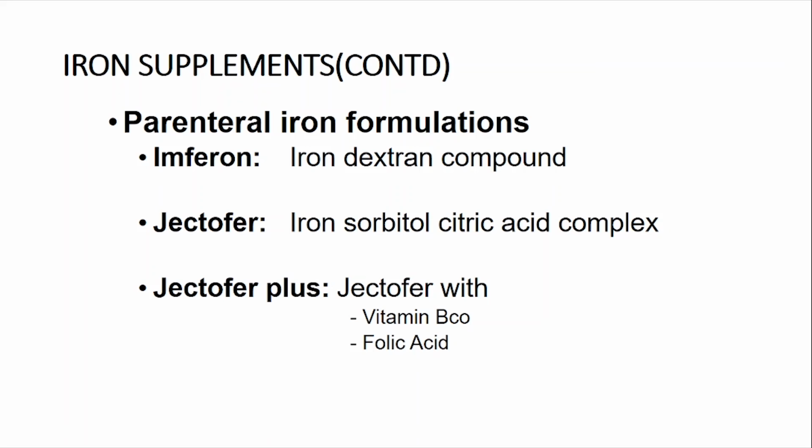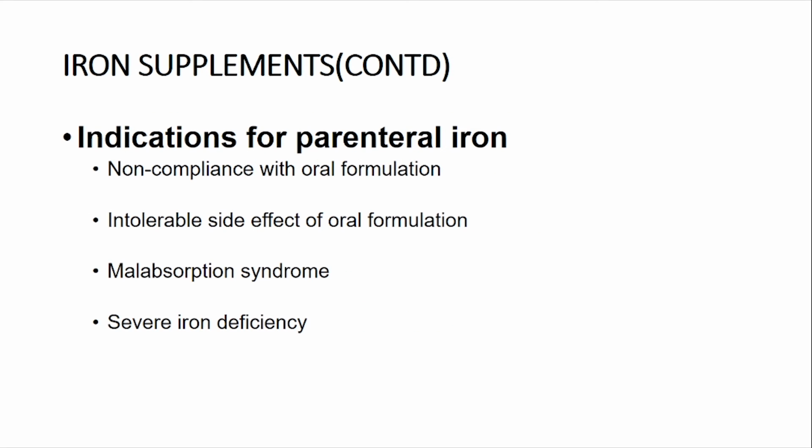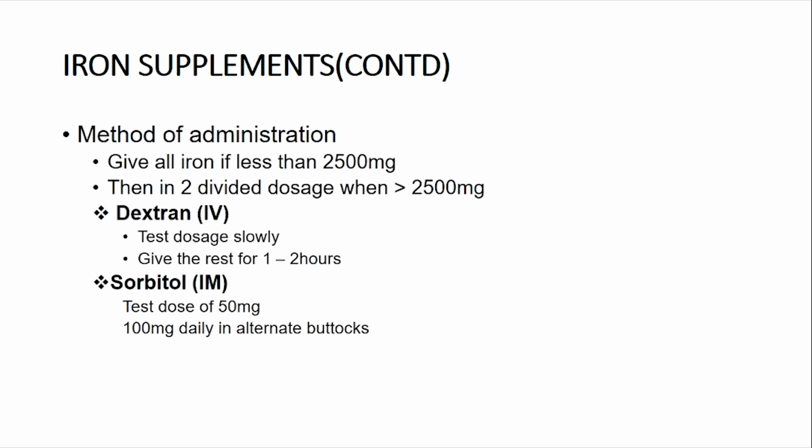And for the parenteral iron formulation, there are different types that can be used: iron dextran, iron sorbitol. Iron dextran, the trade name Imferon, iron sorbitol, Jectofer, and there is also Jectofer Plus. What are the indications for parenteral iron? Patients that are non-compliant with oral formulation, intolerable side effects of oral formulation, malabsorption syndrome, and severe iron deficiency anemia. All these could be an indication for parenteral iron.